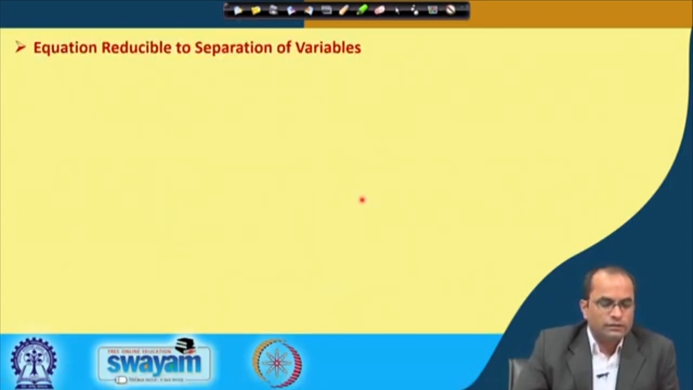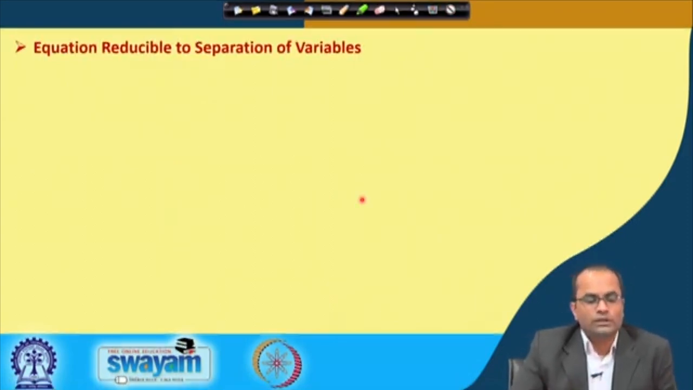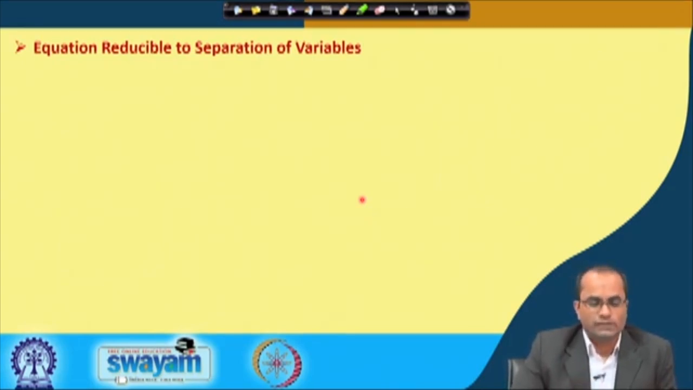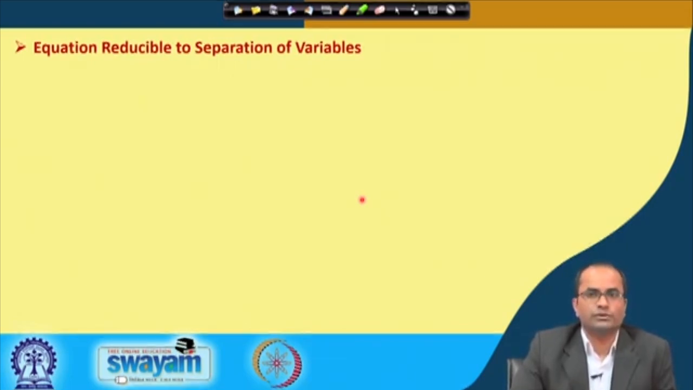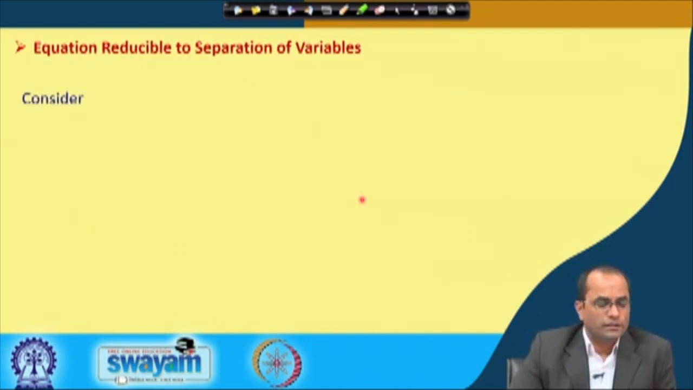The other one: there are equations which can be reduced to separable form. As such, the given equation may not be separable with respect to these variables, but it can be made so by some substitution, and then we can repeat the process which we have done for the separable equations.